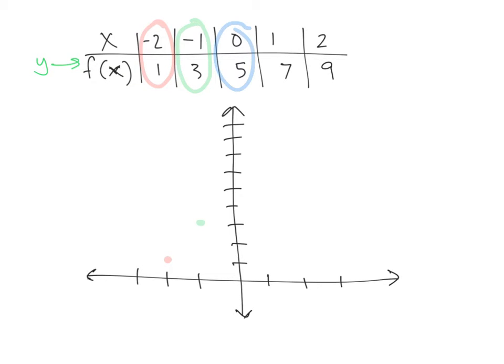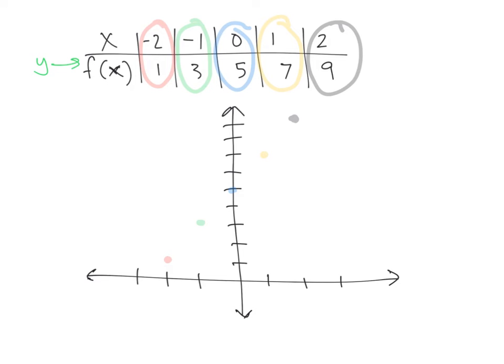Next one is 0 and 5. So 0 spaces left to right and 5 spaces up. And then my next value is going to be 1 and 7. So 1 to the right and 7 up. And then my final value, 2 and 9, 2 spaces to the right and 9 up.